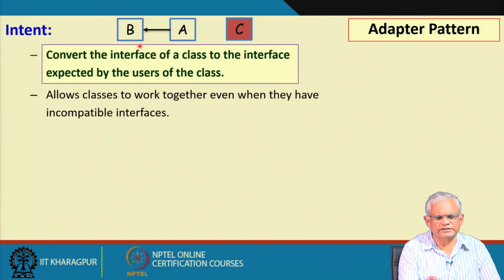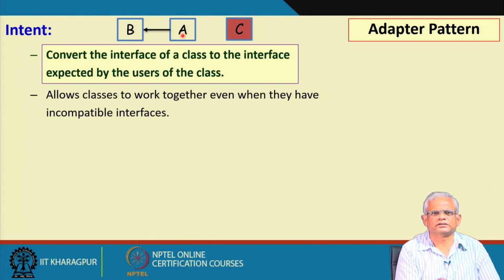we had another class C which we wanted to use, which was a better class in terms of performance, functionality and so on. But then the methods available here are different. B had P, Q, R, but C had L, M, N and so on. Now, we want A to work with C without changing the code of A. How do we achieve this? We need to use an adapter.